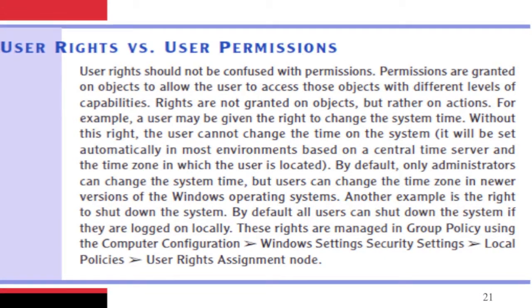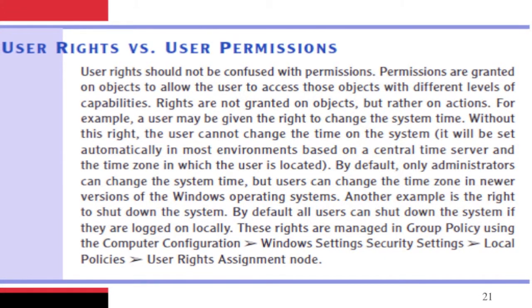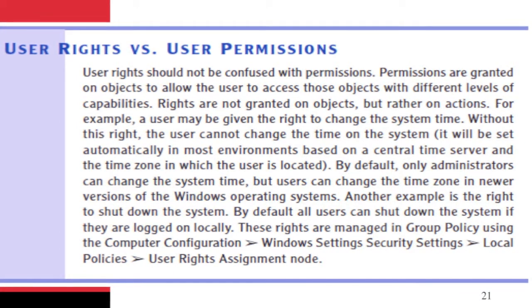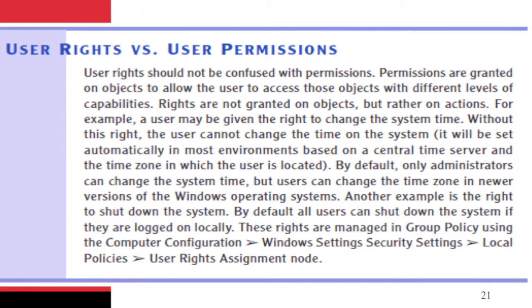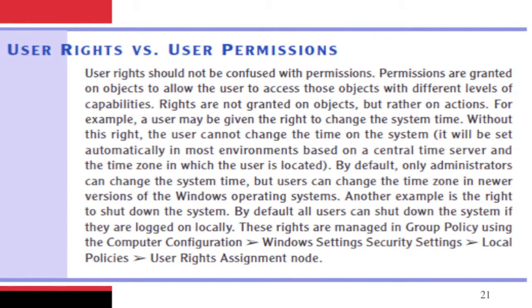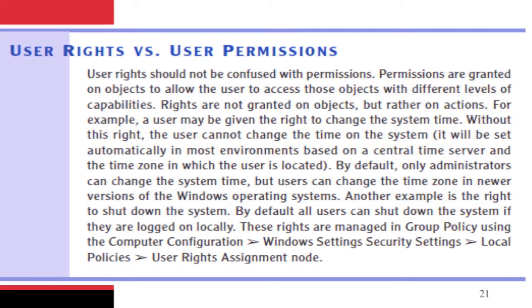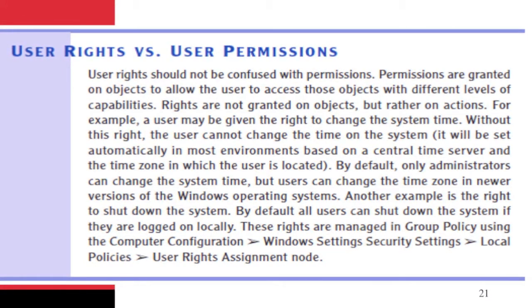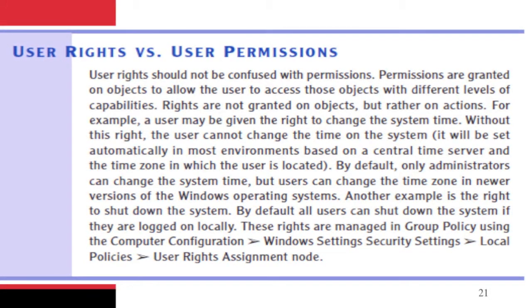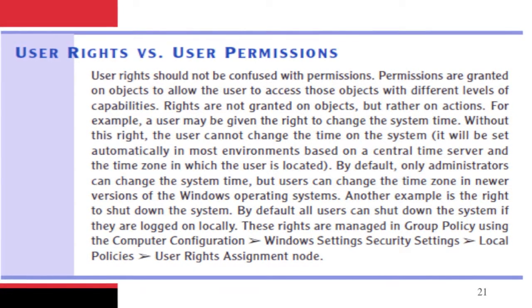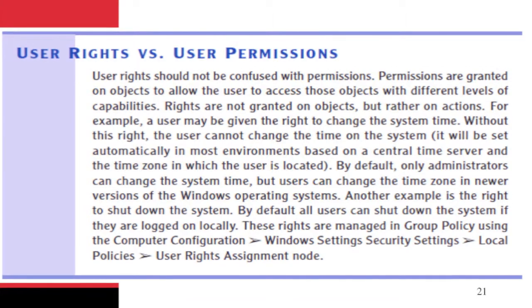By default, only administrators can change the system time, but users can change the time zone in newer versions of the Windows operating systems. Another example is the right to shut down the system. By default, all users can shut down the system if they are logged on locally. These rights are managed in group policy using the Computer Configuration, Windows Settings, Security Settings, Local Policies, and User Rights Assignment node.